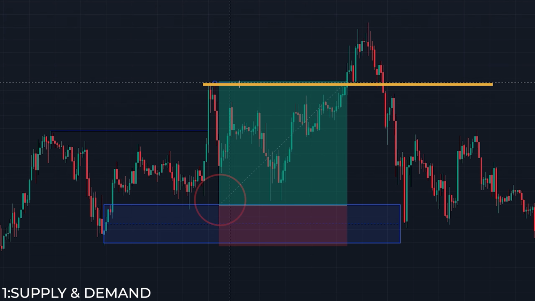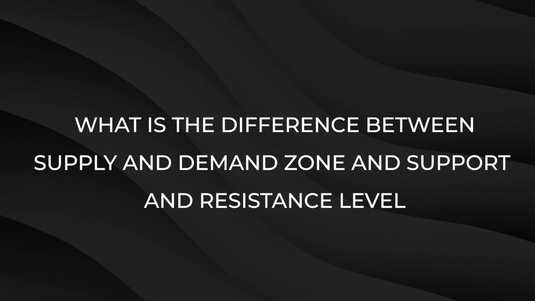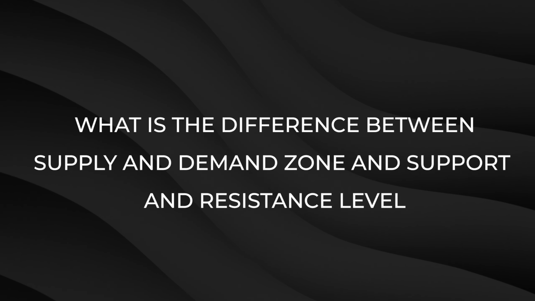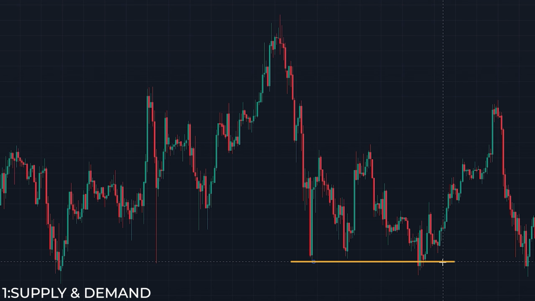I'm sure some of you have noticed that these zones are very similar to resistance and support levels. And you're right, they are similar. And then the question arises, what is their difference from support and resistance levels? The answer is quite simple. For example, here the demand zone is fixed on aggressive price movements.